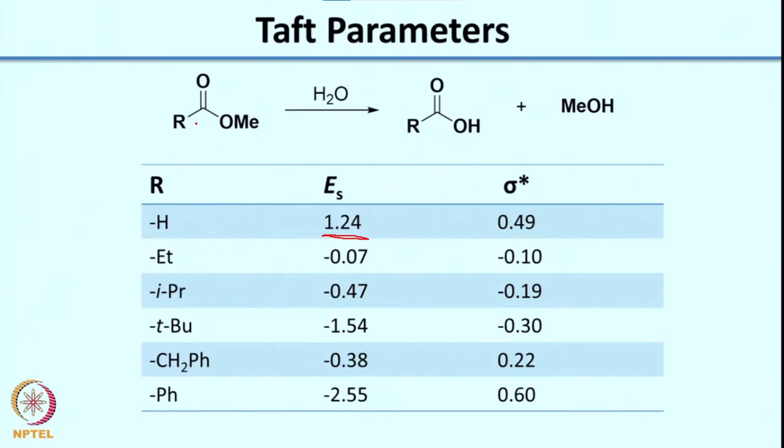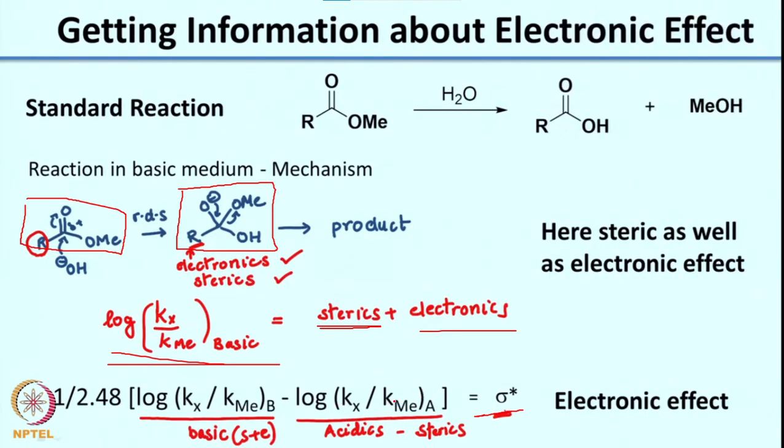And we have talked about the basic condition case also, where the sigma star value is high, because when the H group is present, the charge on both the reactant and intermediate will also be observed. In basic conditions, we have steric plus electronic effects. So if the steric value is higher, that means the electronic effect will become lower.